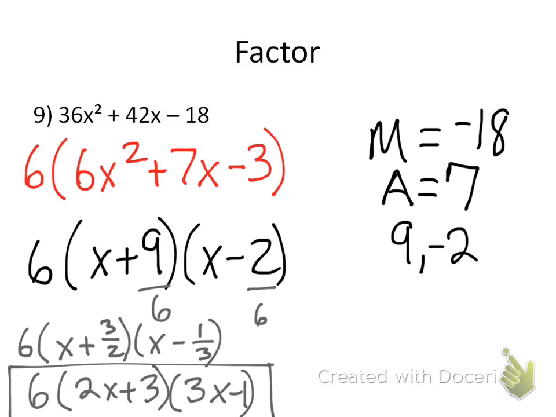Now, as you're checking this, I would just go kind of backwards. So 2x plus 3x is going to give us the 6x squared. Then I'd have the minus 2x plus 9x, which would give me the 7x. And then I'd have the minus 3. Then you can double check the distributing the 6 would take you back to the original, and it does.